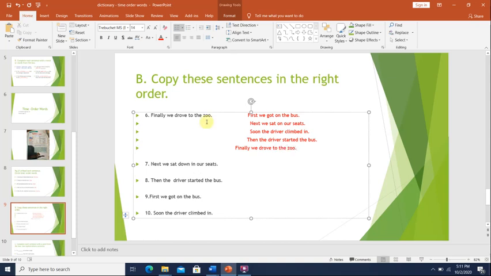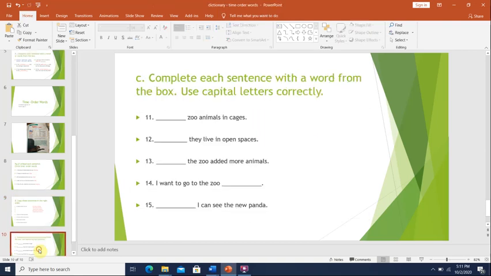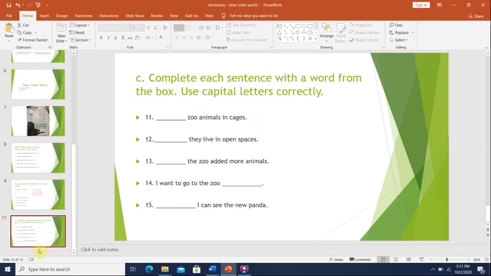Okay, I think that we arranged it correctly, right? All right, so again, first we got on the bus. Next we sat on our seats. Soon the driver climbed in. Then the driver started the bus. Finally we drove to the zoo. Okay? It says complete each sentence with a word from the box. Where are the words? Use capital letters correctly.